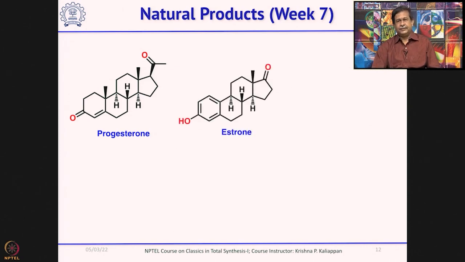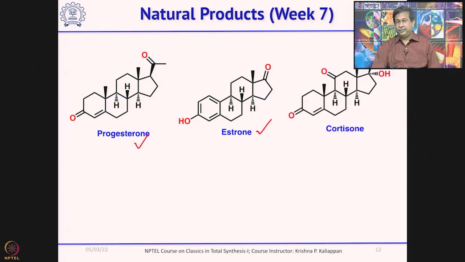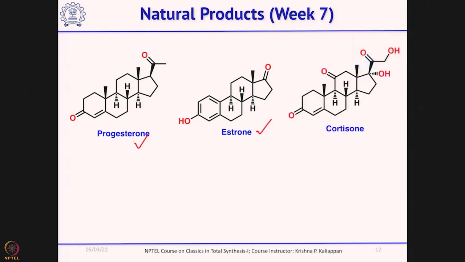So we will start with total synthesis of progesterone, very famous biomimetic total synthesis of progesterone by William Johnson. Then we talk about Tarzan's total synthesis of estrone. The methodology, even now many pharmaceutical companies use for making estrone, and we also discuss other methods, other total syntheses of estrone. Then we continue our discussion on total synthesis of two more steroids. One is cortisone. We all know cortisone, how important cortisone is, particularly during the COVID period.